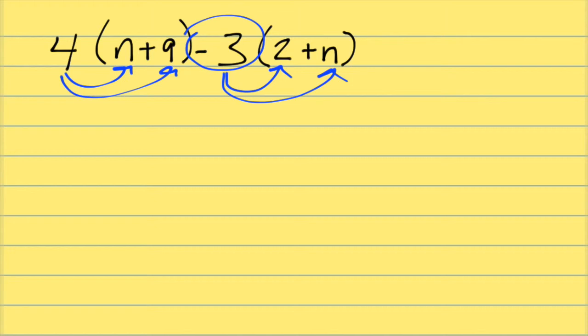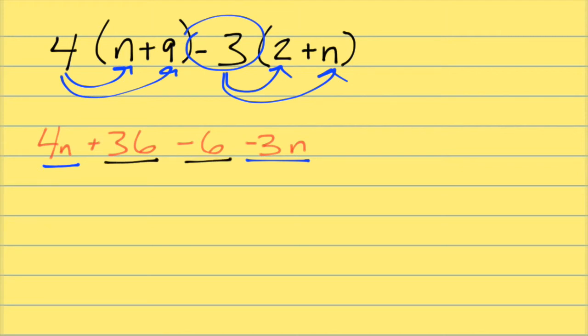So 4 times n is 4n. 4 times 9 is 36. -3 times 2 is -6, and -3 times n is -3n. Then we identify our like terms, 4n and -3n, 36, -6, and we combine.